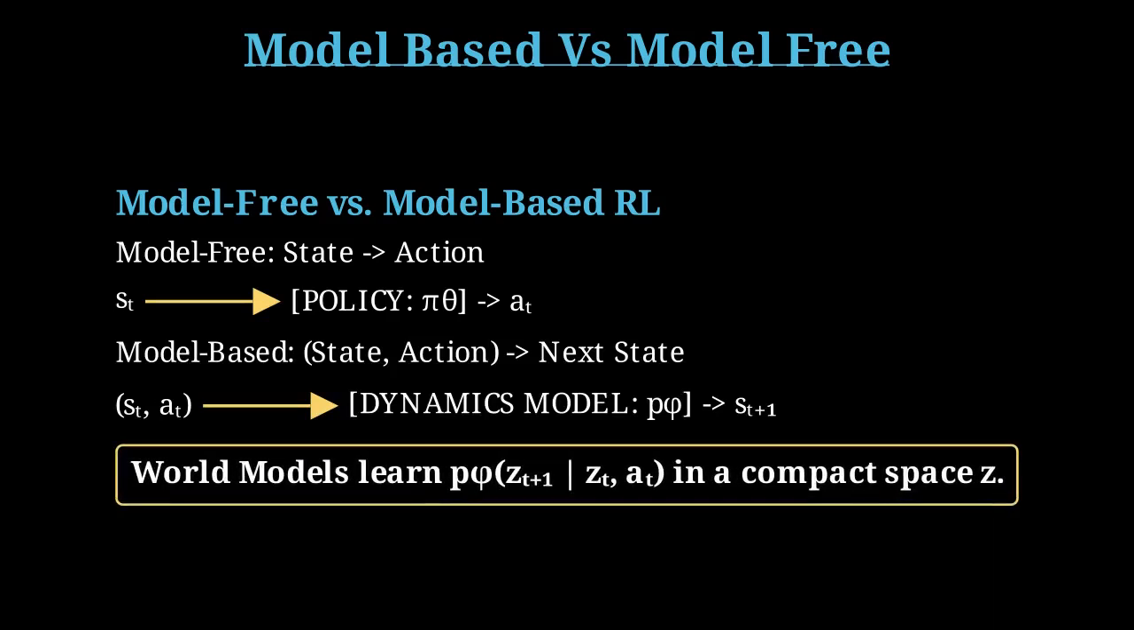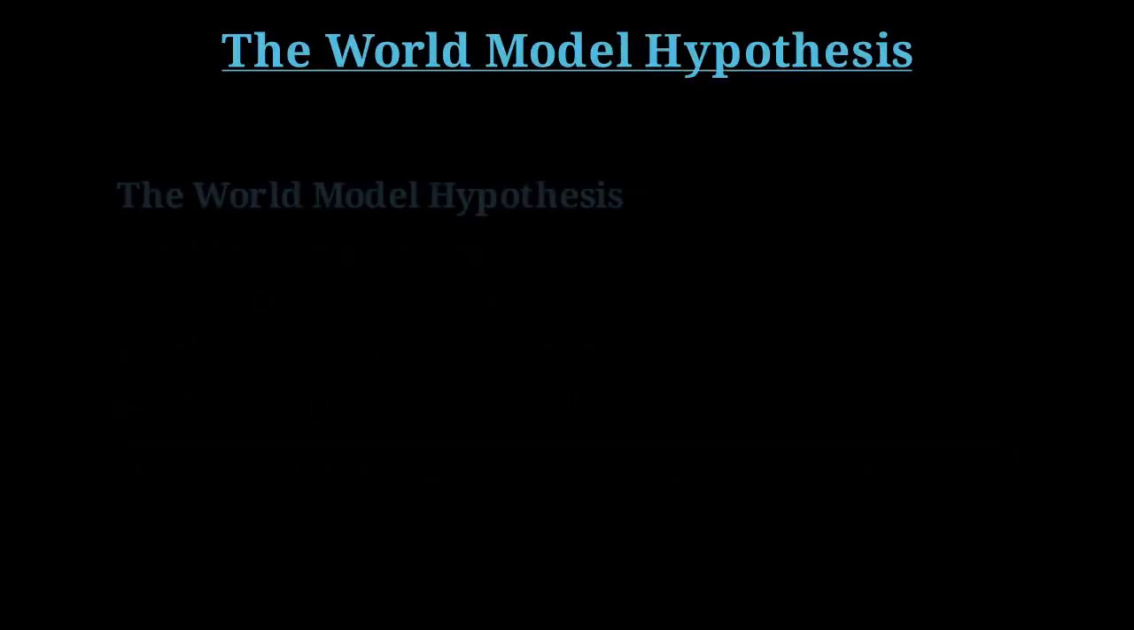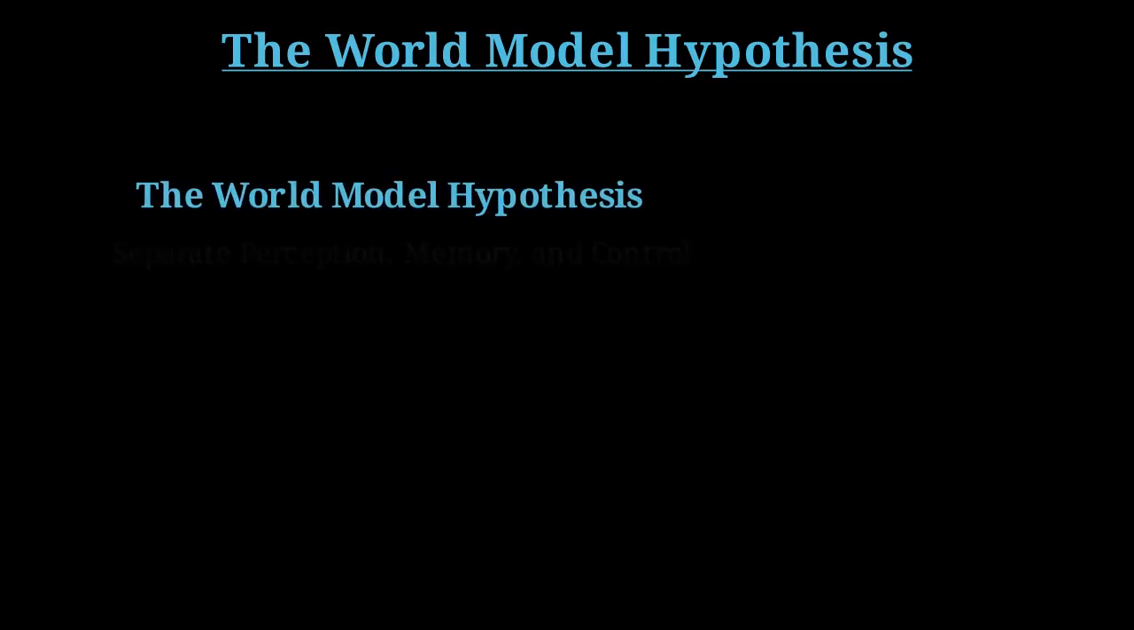Model-based RL, conversely, first learns a model of the environment's dynamics, a function that predicts the next state and reward. This world model can then be used for planning, allowing the agent to simulate outcomes before acting. World models are a powerful, modern take on this, learning the dynamics model not in pixel space, but in a compressed latent space.